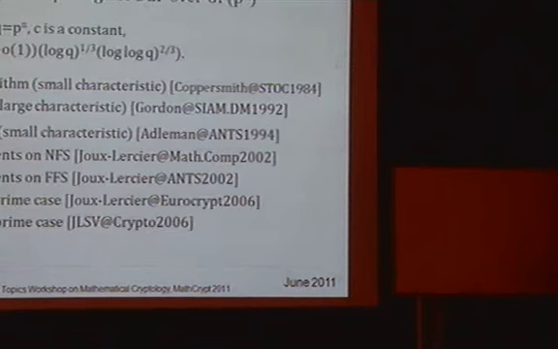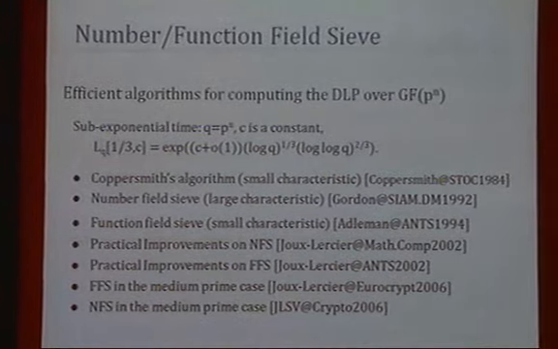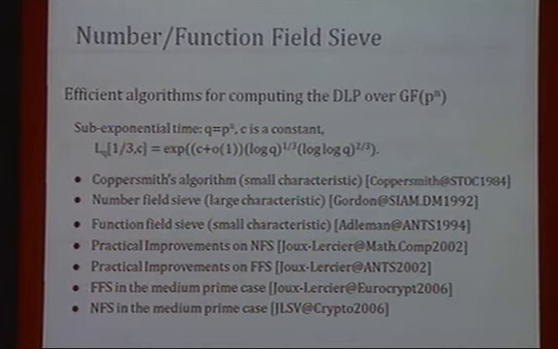Okay, let's go to the next topic. What you saw in the index calculus method is the use of B-smooth numbers. If we use only B-smooth integers, we cannot go lower than the sub-exponential bound of order log p squared. The idea to break this barrier is to use number fields or function fields.